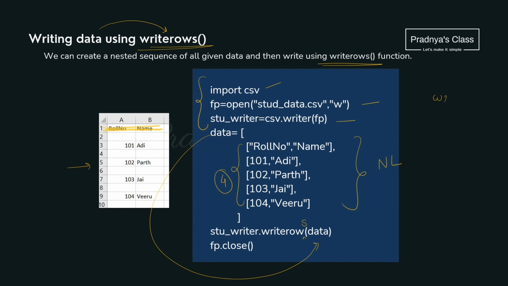In this way we understood how to write data to the CSV file. There are 2 functions, write row and write rows. To write, we need to create a writer object too, because it will convert the data to the delimited format.